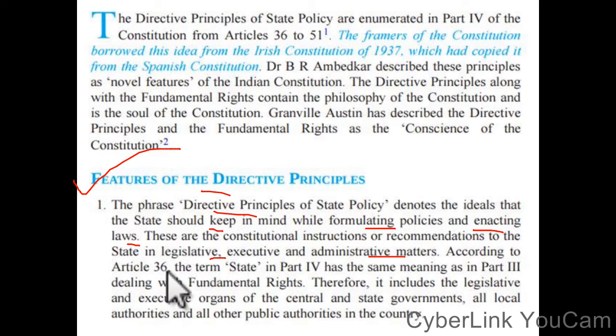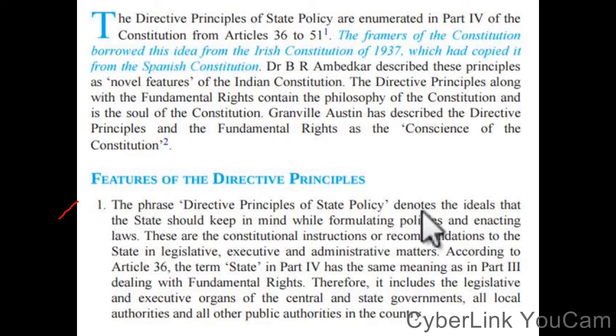According to Article 36, the term state in Part 4 has the same meaning as in Part 3, dealing with fundamental rights. Therefore, it includes the legislative and executive organs of the central and state governments, all local authorities, and all other public authorities in the country.